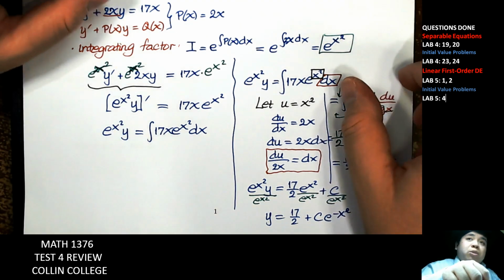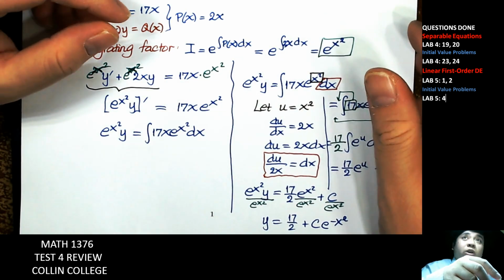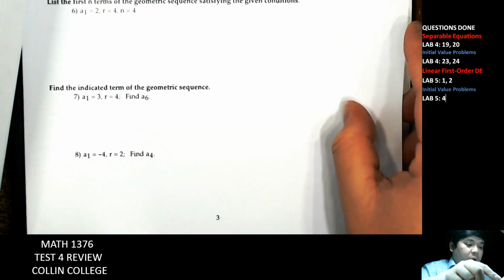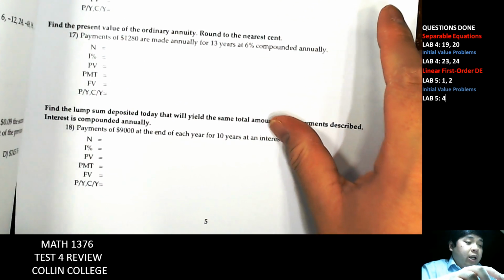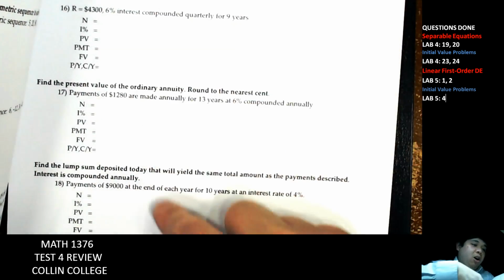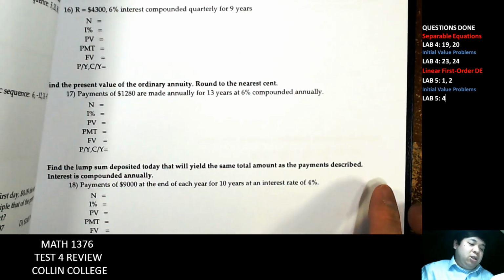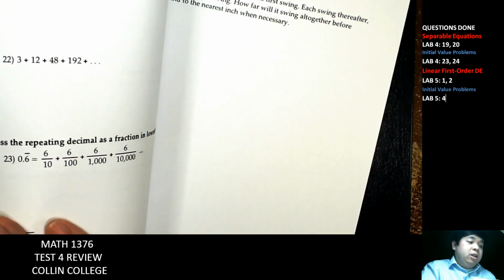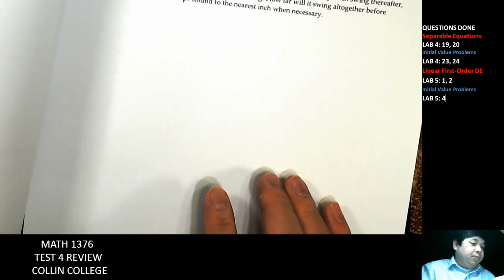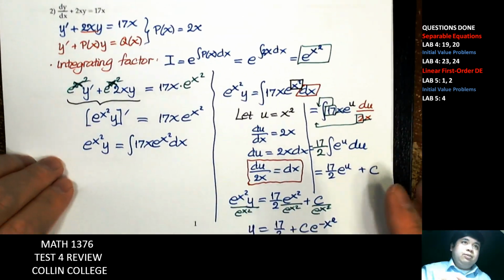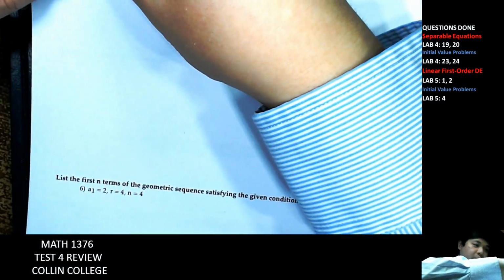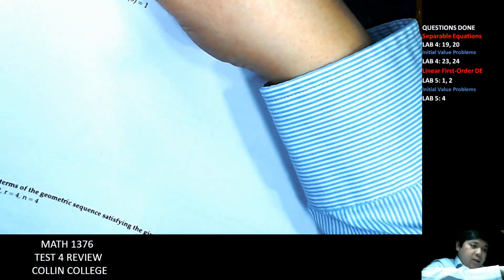By the way, we spend most of the time of the review on differential equations. When we get to sequences and series, those are very simple, and we will not review the questions on finance because most of it we will cover in class. Right. So number 4, and then 5.